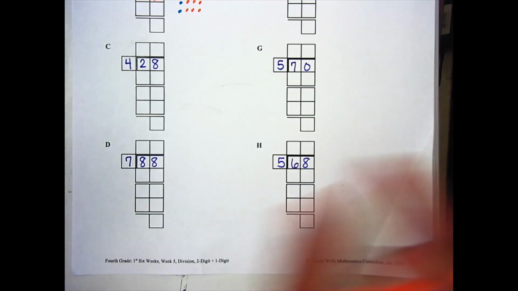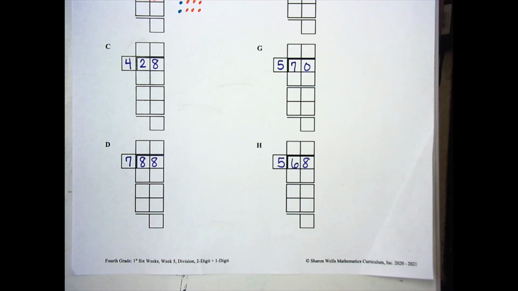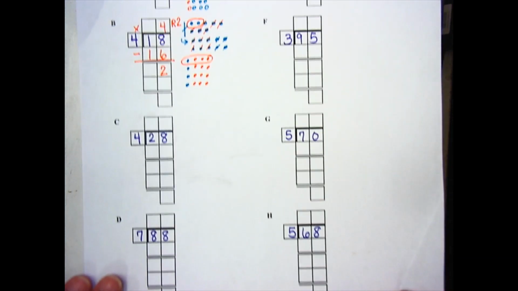28 divided by 4. I'm going to draw out my 28. Oh, and then we can check. We can check with multiplication. So let me go back to this one. We can check with multiplication.